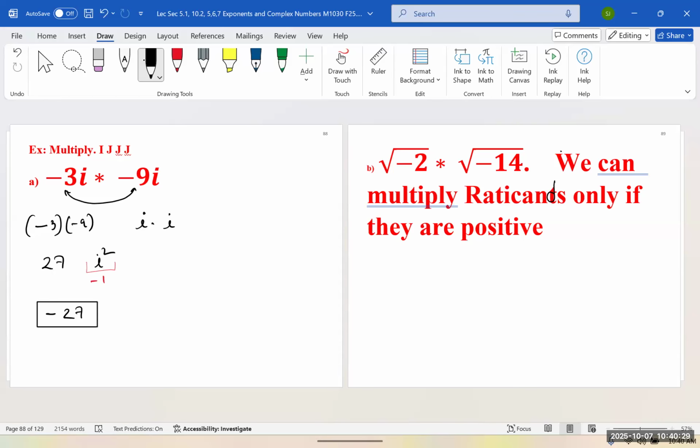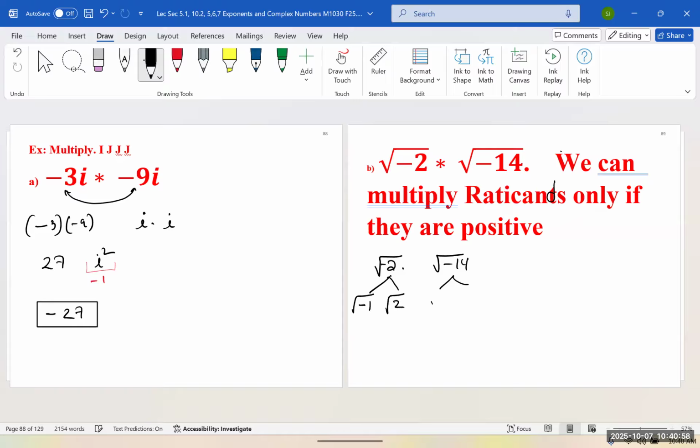Okay, we can multiply radicands only if they're positive. Here our radicands are not positive. One is -2, one is -14. So we cannot multiply them directly. We can multiply them if you take out the negative first. So square root of -2 times square root of -14 is not multiplicable unless you bring your -1 out.